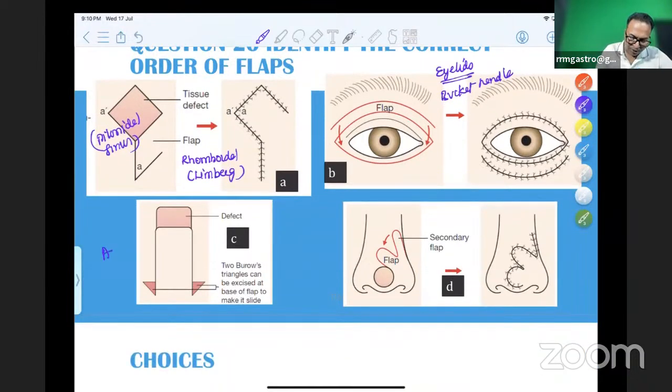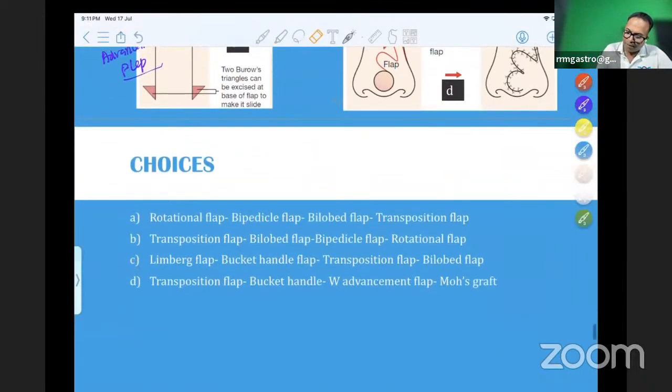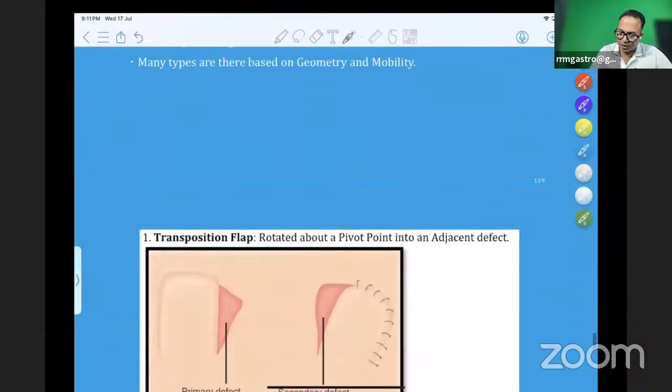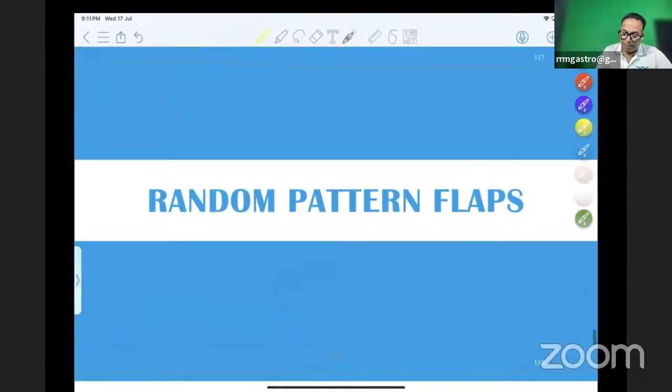So this is an advancement flap. This is a bilobed flap. For the nose, if the tip of the nose is gone, we can make a bilobed flap. So the choices are Limberg flap, bucket handle flap, transposition flap, bilobed flap. All the images are from Bailey. These are the various types of random pattern flaps. Random pattern flaps are flaps which have no named arteries, no named blood vessel.